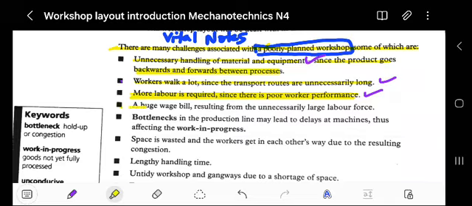A huge wage bill. Obviously, if you have many laborers, you're supposed to pay those people. If you hire thousands of people, you're supposed to pay them. This results from the unnecessarily large labor force. This is the reason.